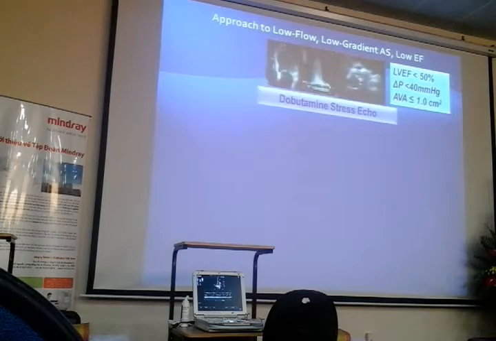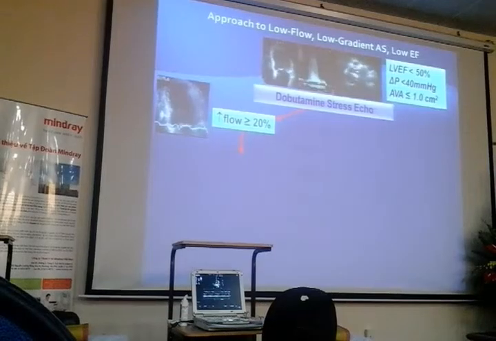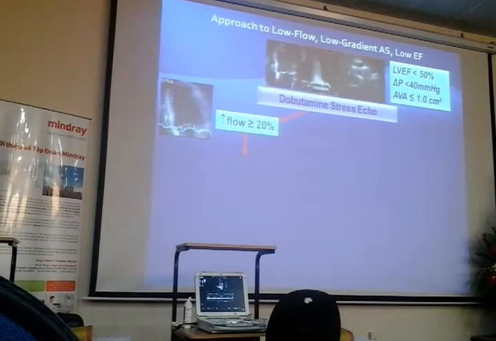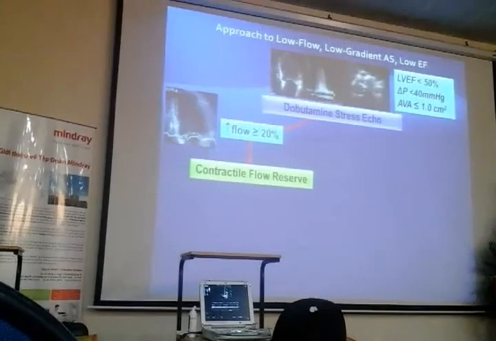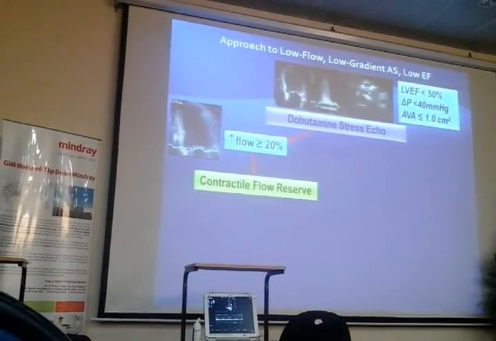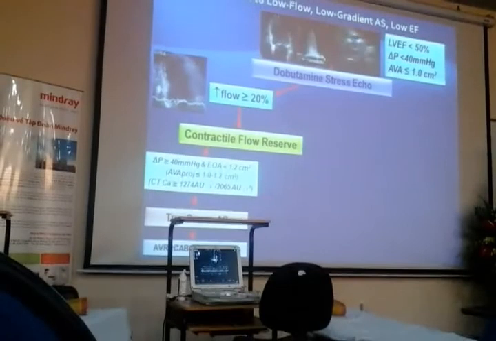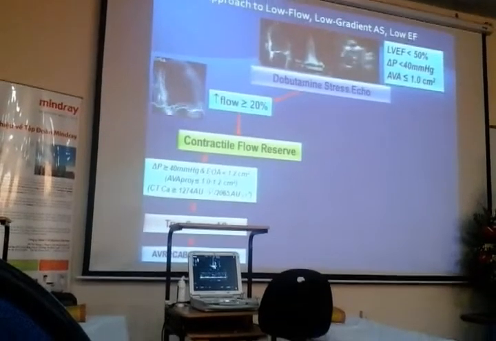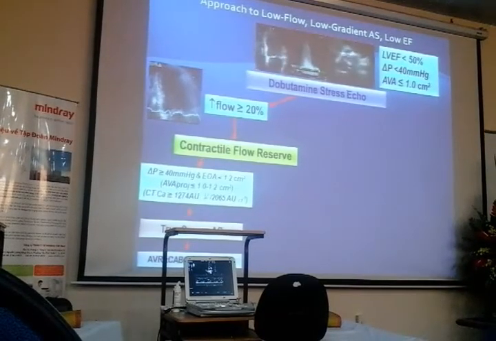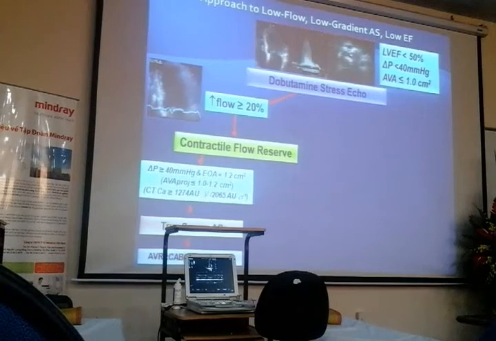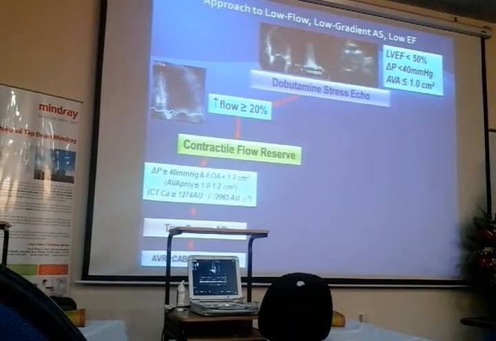Then dobutamine is administered up to 20 mics per kilo per minute, looking for flow reserve. We want to increase flow, and we'll actually calculate the stroke volume instead of just the velocity, and we want that to increase by more than 20%. That shows contractile flow reserve. In the setting of contractile flow reserve, if the mean gradient goes up and the valve area stays small, then those patients have true severe aortic stenosis and deserve an intervention, whether that's a valve replacement or a TAVI.